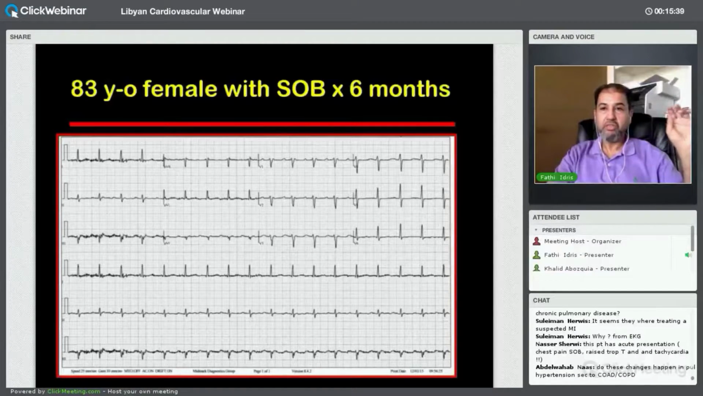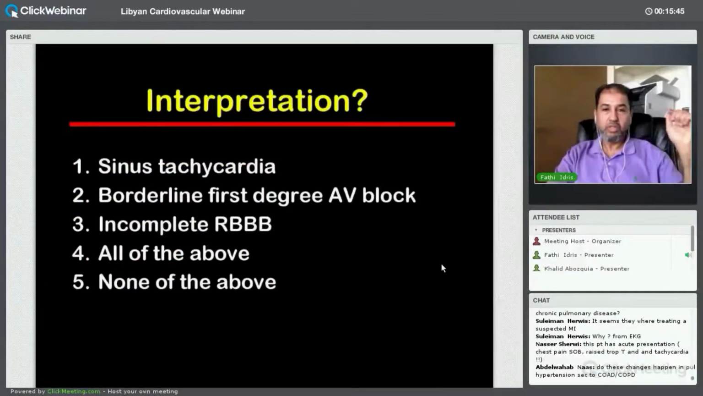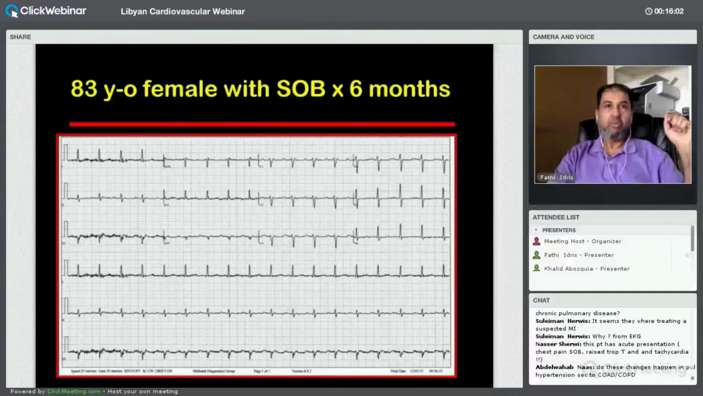I want you to have a look at this EKG for 10 to 15 seconds. These are the questions I'm going to ask you. Does this patient have sinus tachycardia, borderline first-degree AV block, incomplete right bundle branch block, all of the above, or none of the above? These are the possible choices. I'll give you the EKG back to look at, and then we'll open the poll for voting in a few seconds.